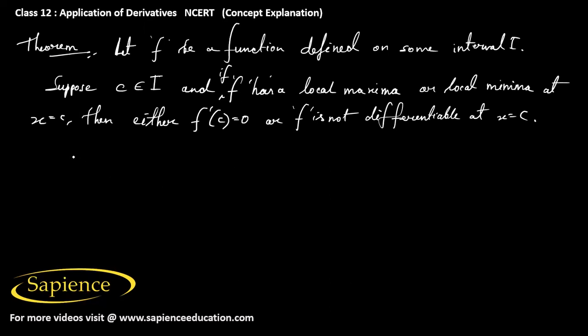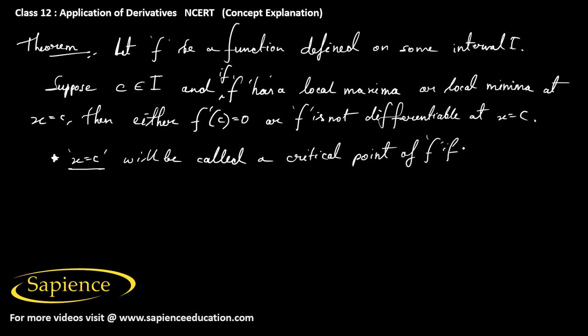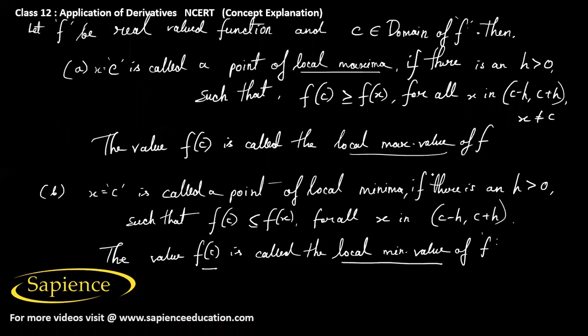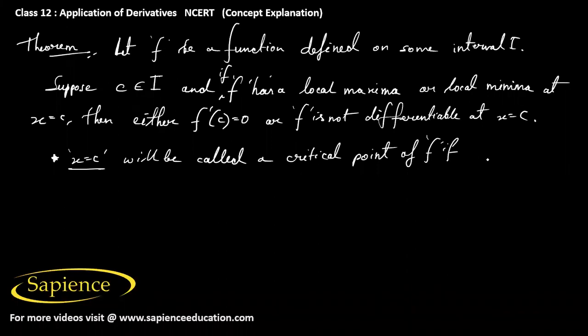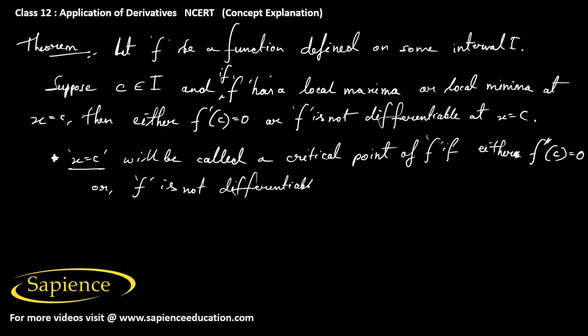Then there is another rule that x equal to c will be called a critical point of the function f if either the derivative of the function at x equal to c, that means f dash c, is equal to 0, or f is not differentiable at x equal to c. Then x equal to c will be called a critical point of the function f.